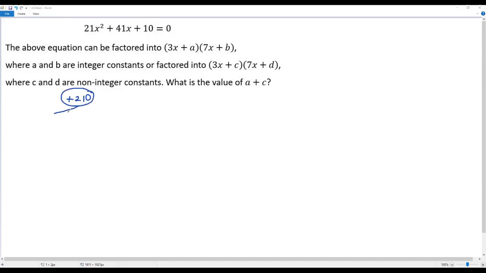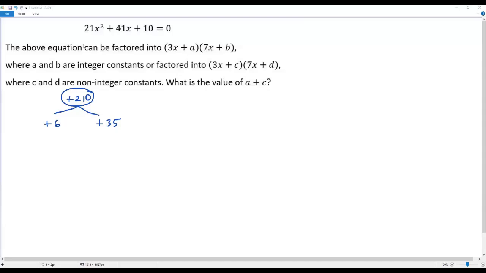Okay, now I have to get two factors for this +210, so that the product of the two factors must be +210, and when I add the two factors, it must be equal to the coefficient of x, that is +41. I think +6 and +35 will work. When I multiply +6 and +35, I am getting +210. When I add +6 and +35, I am getting +41, which is the coefficient of x.